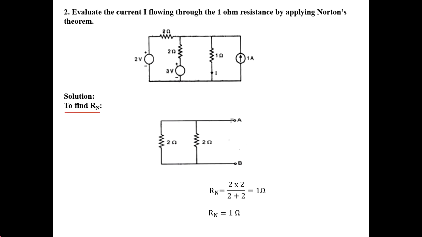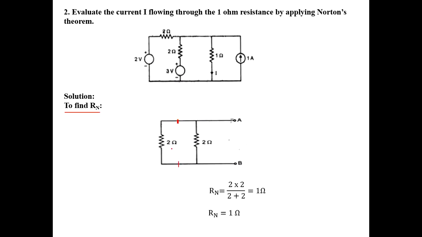We know that to find R Norton, just short this voltage. Here, short this voltage. Here, this is the current source. So, we have to remove this current source and also remove the load resistance. Here, this is the load resistance. Just remove this one. So, the circuit will be this. Here, these two resistors are connected in parallel because they have two common points.